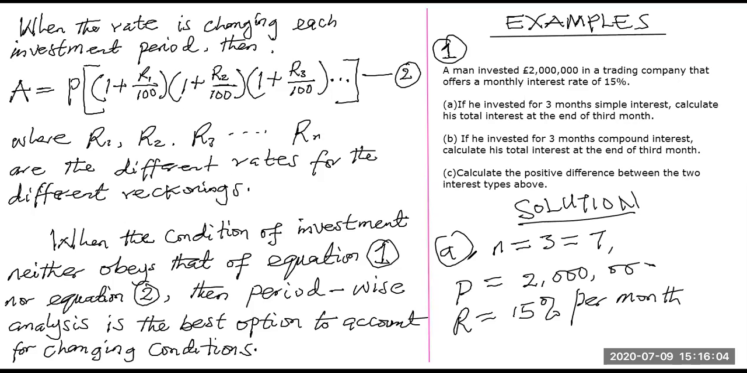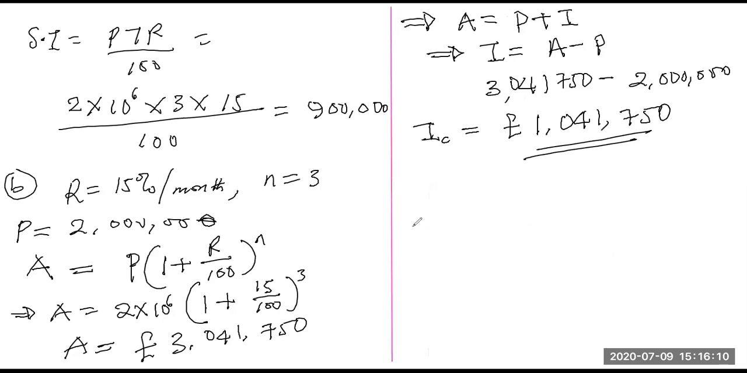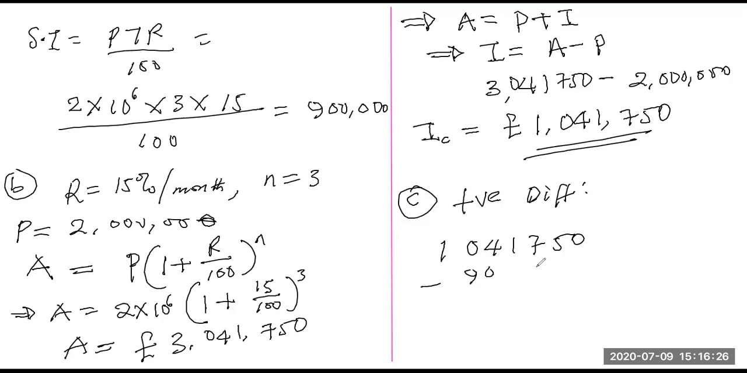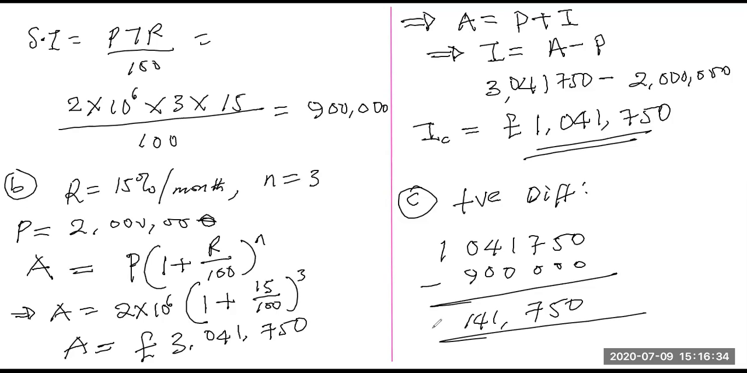Calculate the positive difference between the interest types above. So of course, positive difference, bigger one minus smaller one, that's what they mean by positive difference, so that you can have a positive answer. So positive difference will now give us 1,041,750 minus 900,000. When you solve this, of course, this is what you have: 141,750 as the final answer in pounds. All right, so this is the analysis of question 1. I hope it's clear enough.